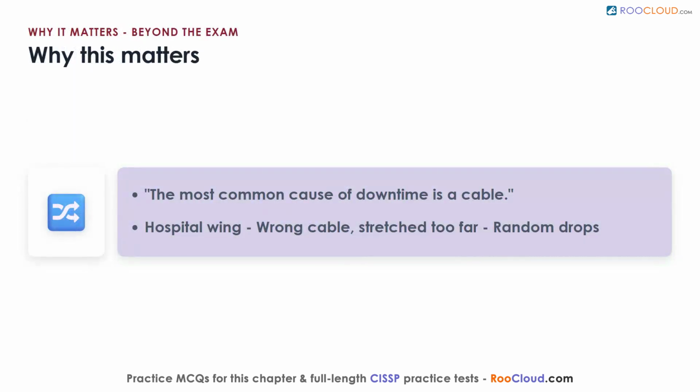Why does this matter beyond the exam? Because the most common cause of a network going down is not a clever attack, it is a cable. Picture a hospital wing where a run of the wrong cable, stretched too far past its limit, drops connections at random during patient care. Availability is a security property, and the physical layer is where it quietly lives or dies. Knowing your media and layouts lets you build for uptime and resilience from the ground up.